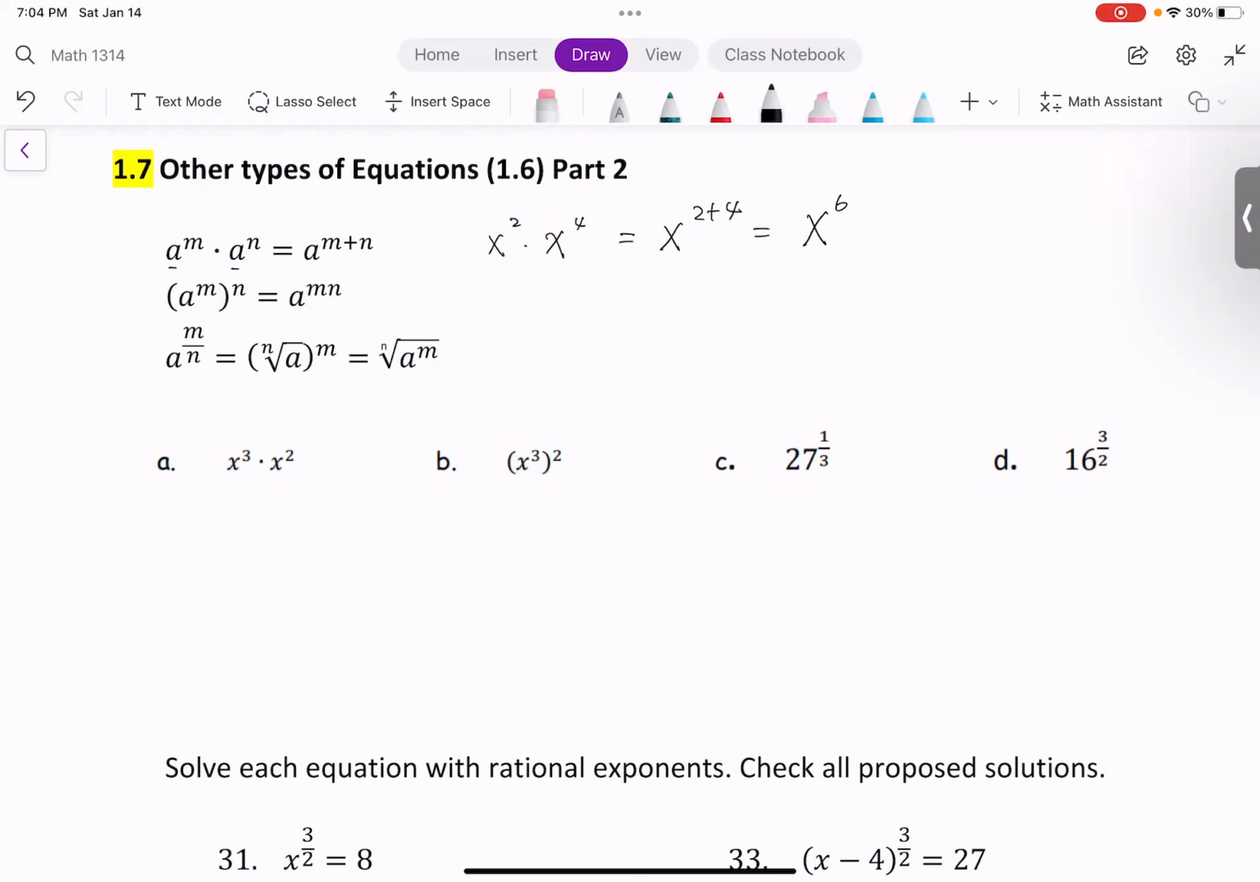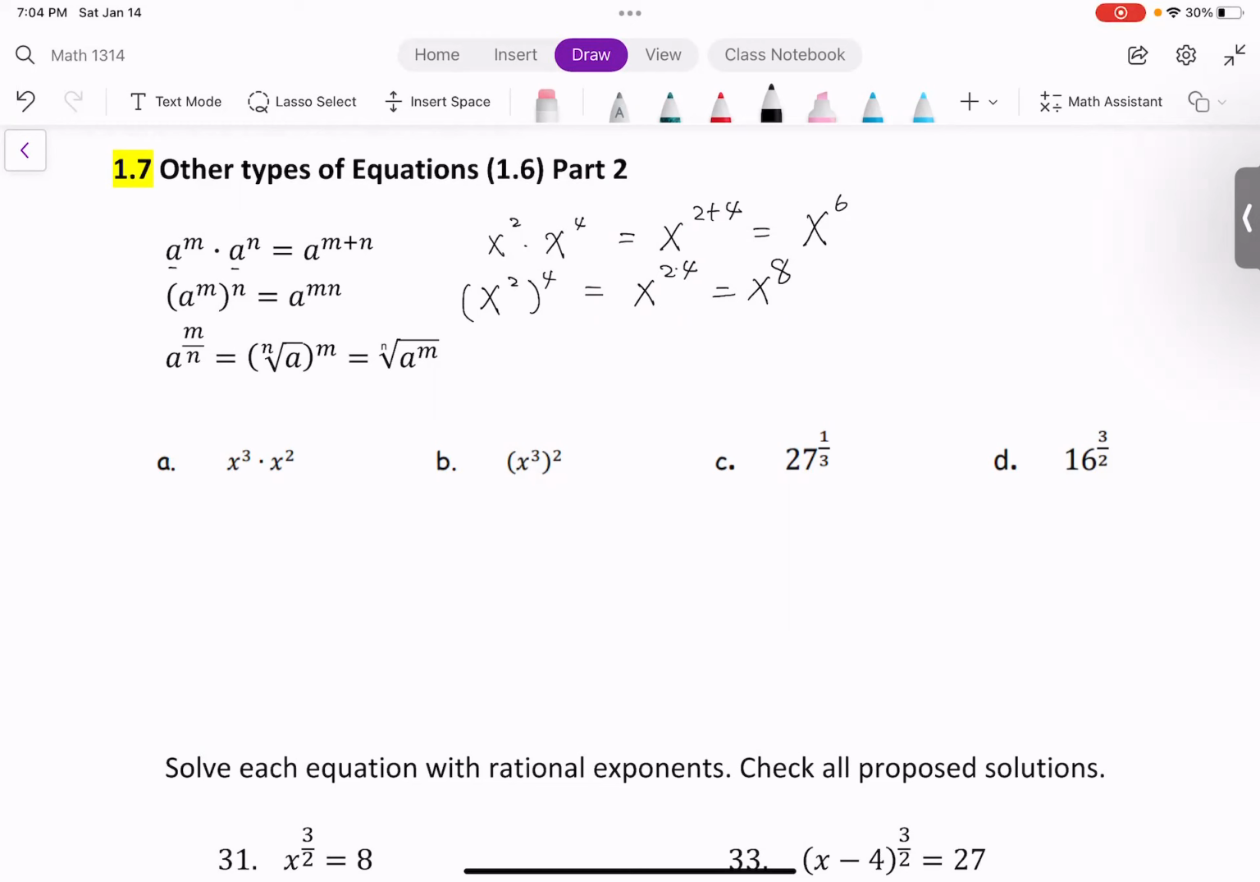Second property, a to the m, then to the nth power. Then we have m times n. For example, if we have x to the second, then to the fourth, we have x to the 2 times 4. That's x to the 8.